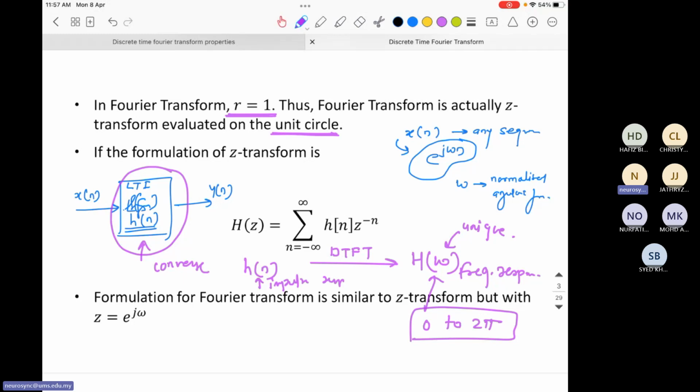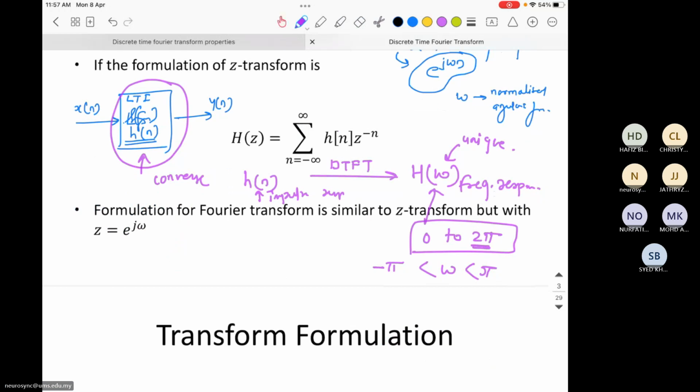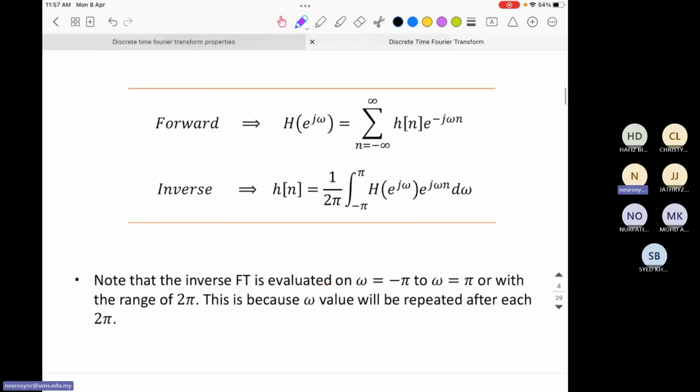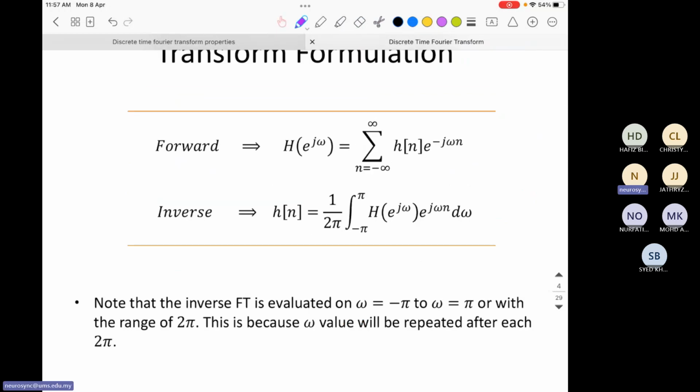Now, why this 2 pi? Basically, this 2 pi denotes the sampling frequency on the normalized gain. Therefore, most of the time we say that omega will vary from minus pi to pi, or we can say it is from 0 to 2 pi. So there should be an interval of 2 pi. Okay, that is the region for our system. For this, I will come later.